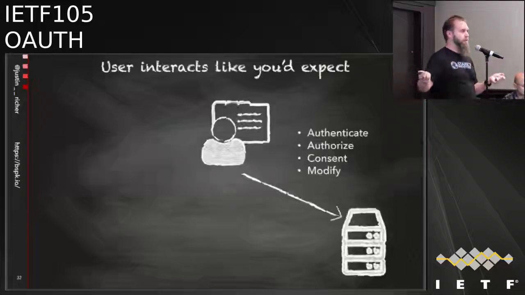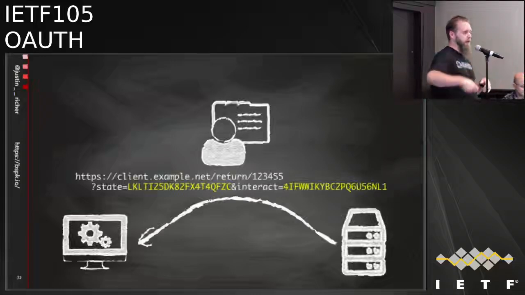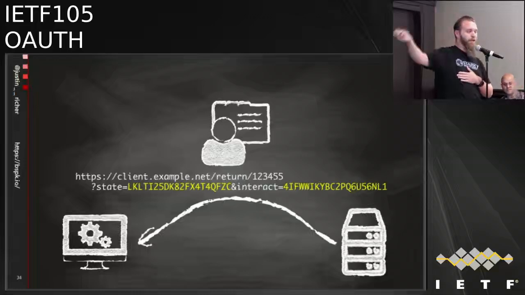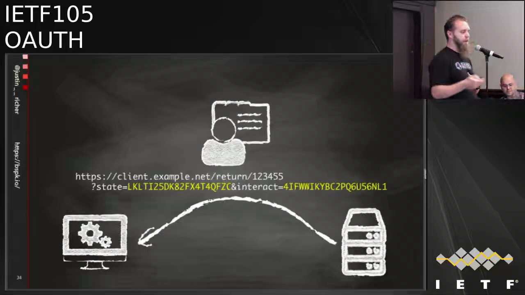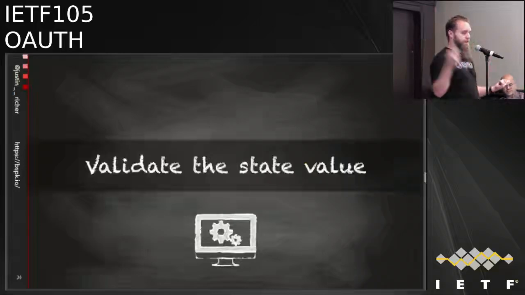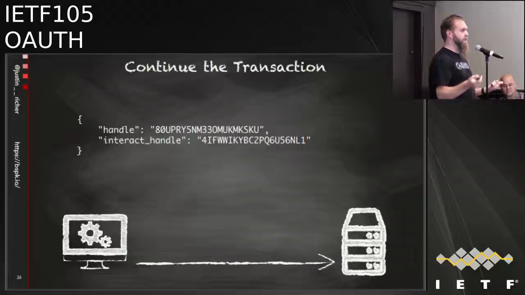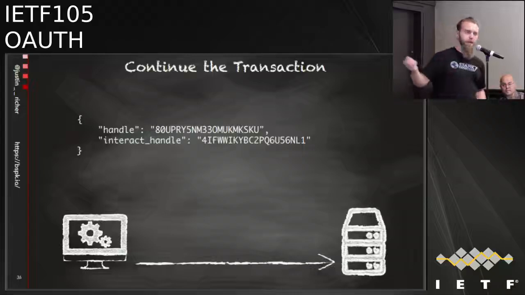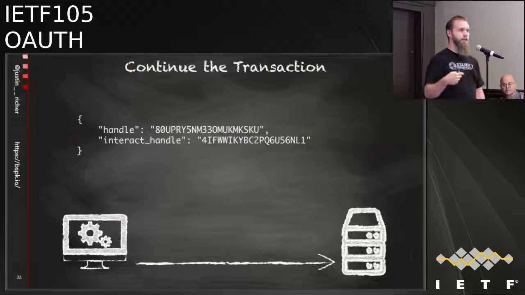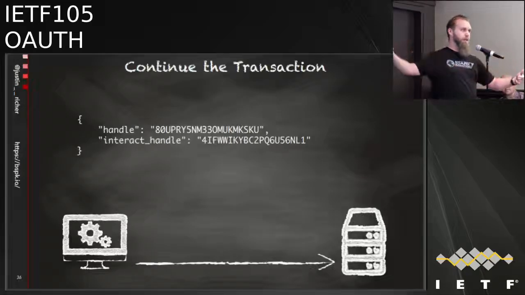User does everything that you would expect here, and then they get sent back. Right now, I've got a separate state parameter that the client had pre-registered with that transaction request, and an interaction handle that comes back to the client. And then the client needs to validate that state value and send that back to the authorization server. Now, something that I kind of glossed over before was that when I got back that interaction URL, I was given what's called a transaction handle. That transaction handle is now used by the client. That's the first field there, in saying, I want to continue the transaction that I had already started. And to prove that I actually sent the user and went and did something, I have this interaction handle.